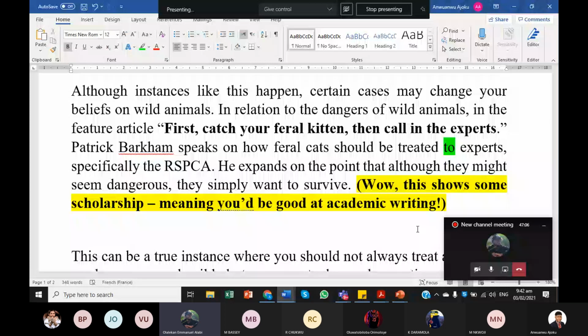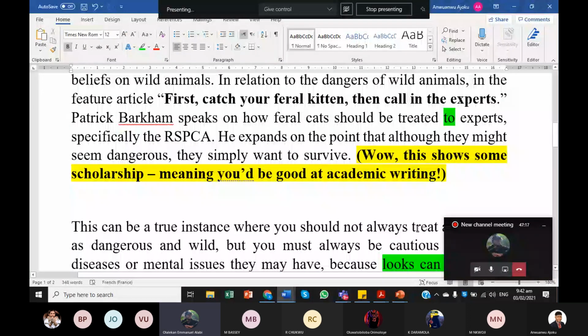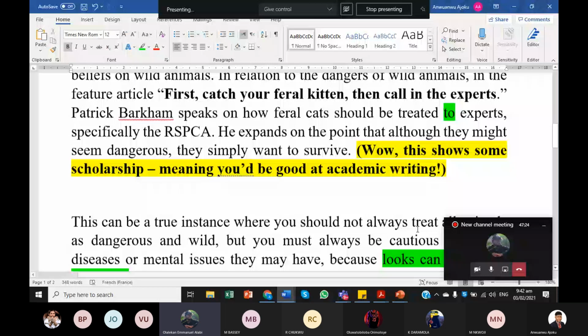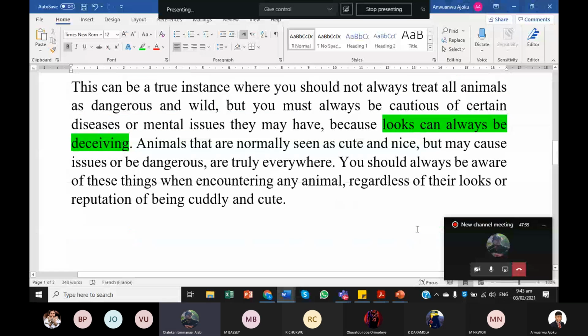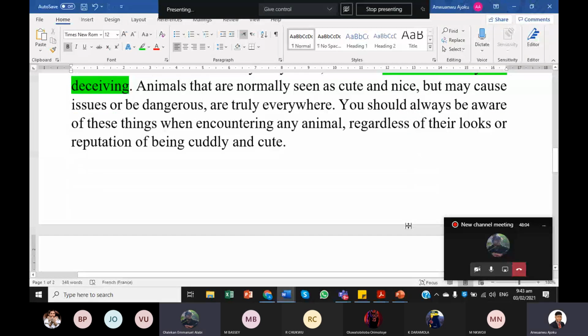In relation to the dangers of wild animals, in the feature article, first catch your feral kitten, then call the experts, Patrick Barkman speaks on how feral cats should be treated to experts, specifically the RSPCA. He expands on the point that although they might seem dangerous, they simply want to survive. This can be a true instance where you should not always treat all animals as dangerous and wild, but you must always be cautious of certain diseases or mental issues they may have, because looks can always be deceiving. Animals that are normally seen as cute and nice, but may cause issues or be dangerous, are truly everywhere. You should always be aware of these things when encountering any animal, regardless of their looks or reputation of being cute and cuddly. All right, thank you so much for the good reading.